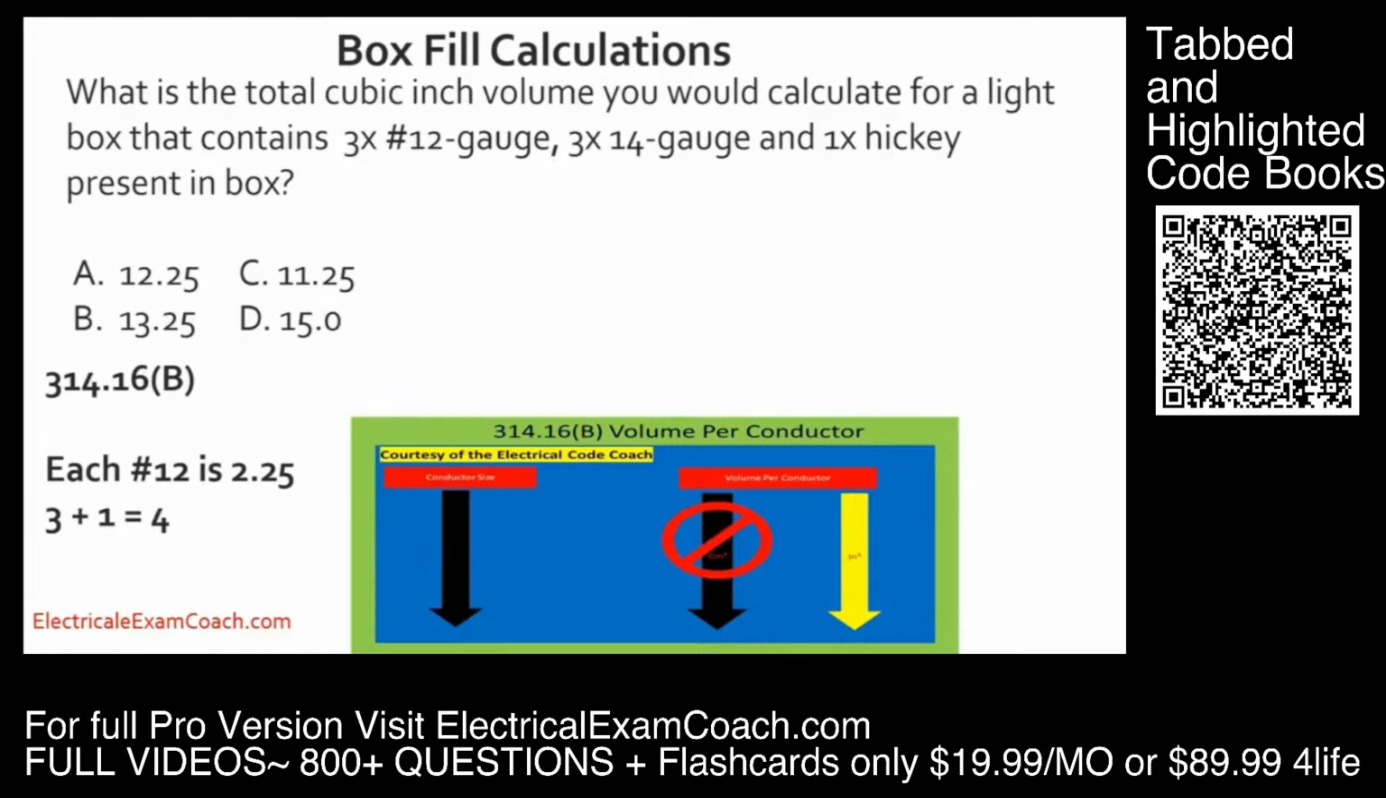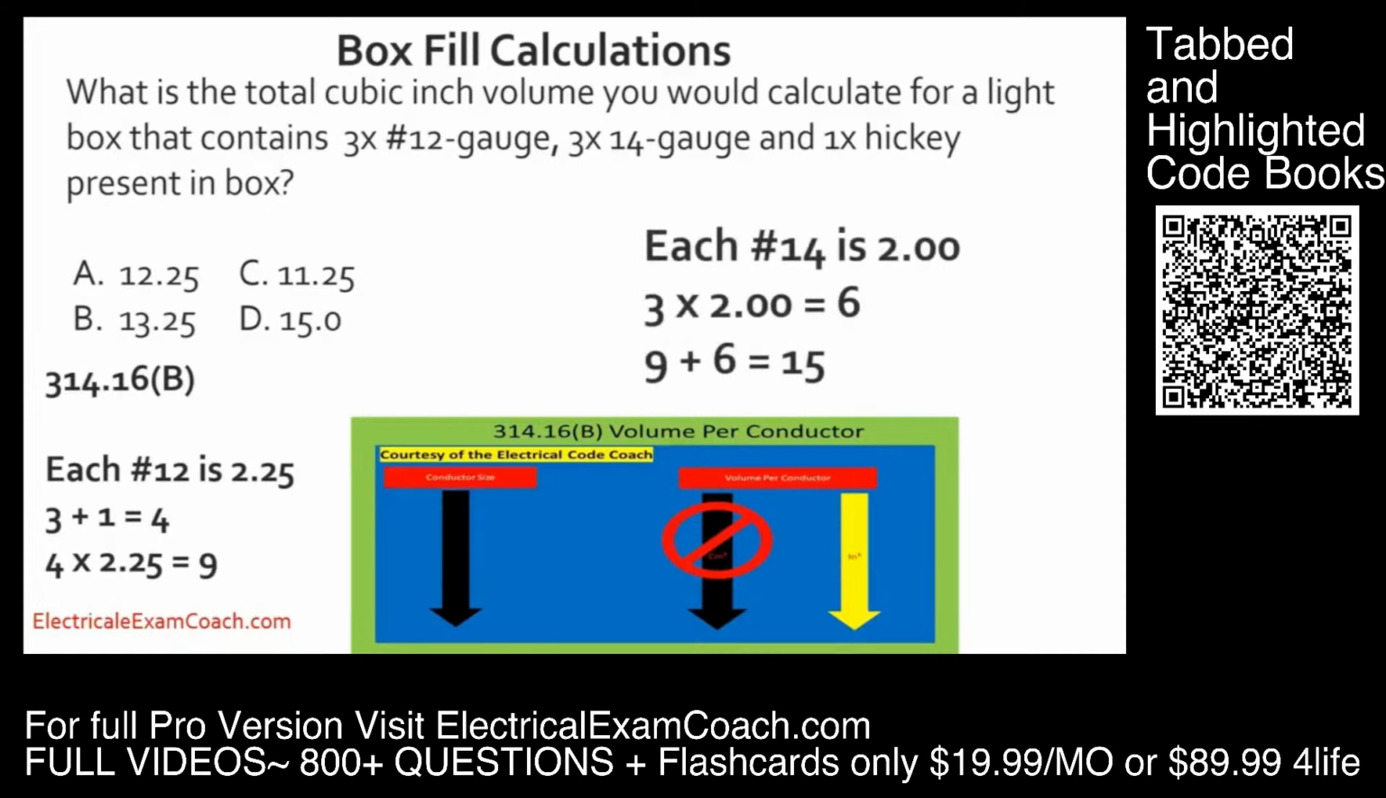Each hickey counts as 1 based off the largest conductor that's in the box, and what we're going to do is group it with the 12s. We have the 3 original conductors and the 1 fitting, so we have 4 number 12s. We bear that math out and end up with 9 cubic inches. Now let's deal with our leftover conductors. We have 3 14 gauges. We bear all that math out, then we total it together and we end up with 15 cubic inches that all of this is taking up in this box.